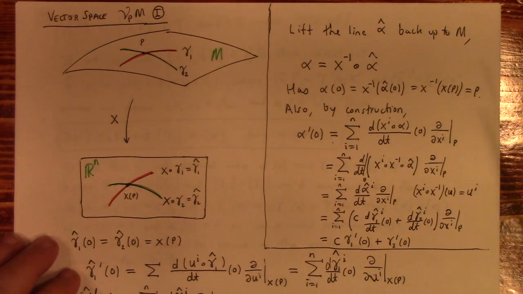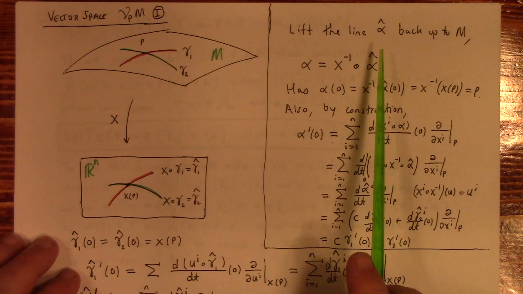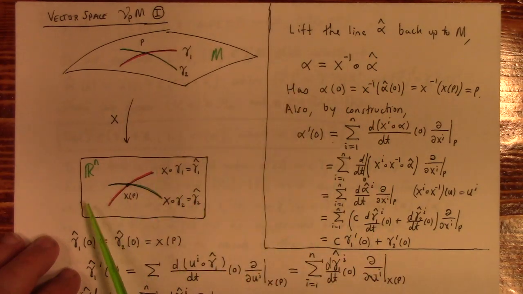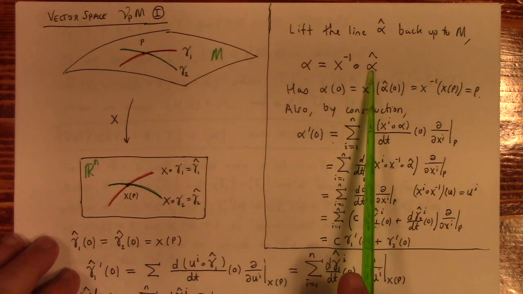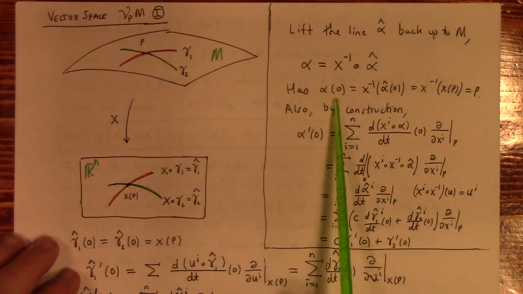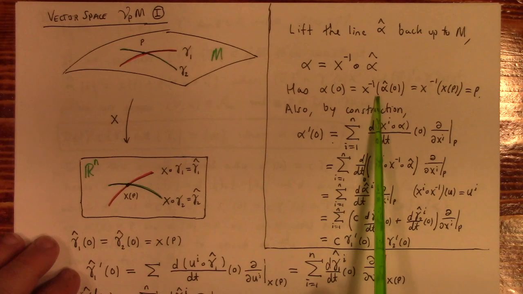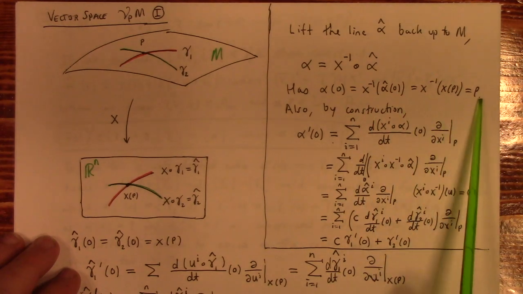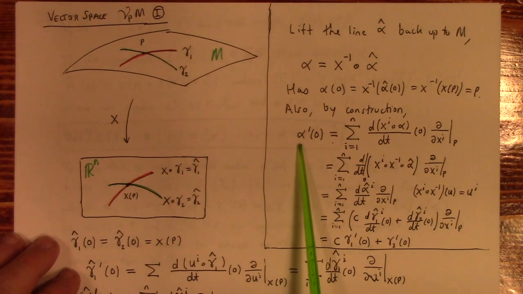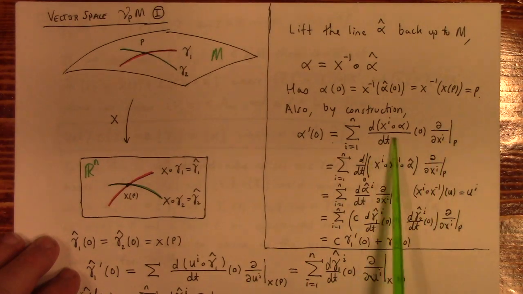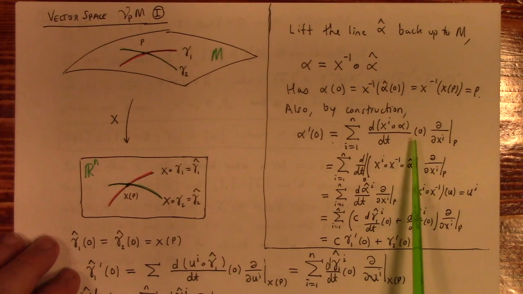And so here's how that goes. I lift the line alpha hat back up to M by x inverse composed with alpha hat here. That has alpha of 0, which is this, which is that, which is at p, so it goes through p, and by construction the derivative, alpha prime, is this. All right, but what is that?